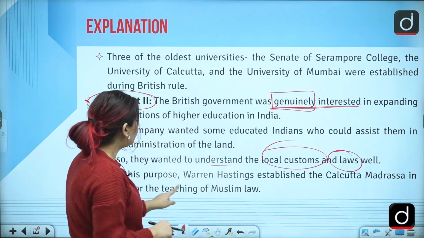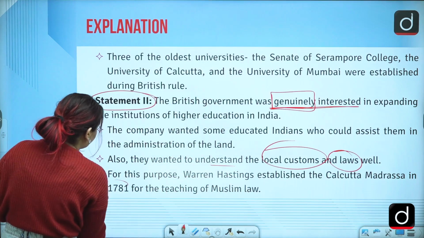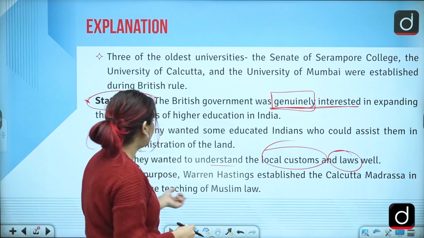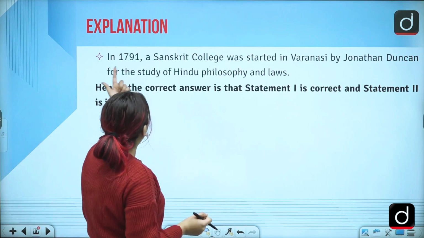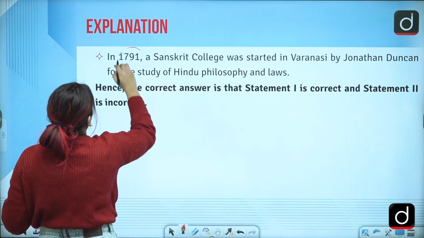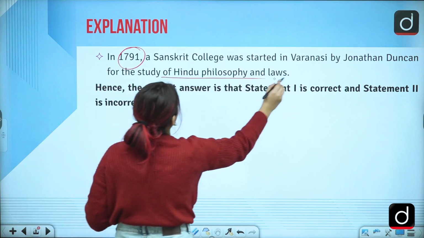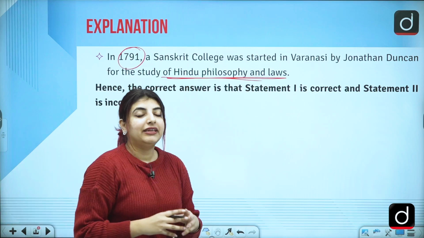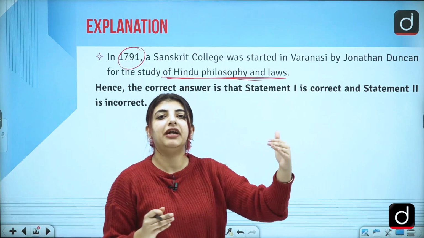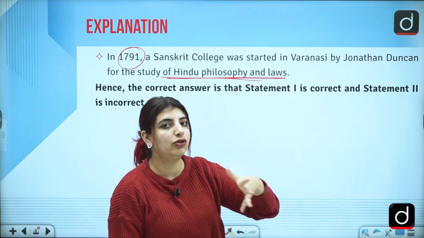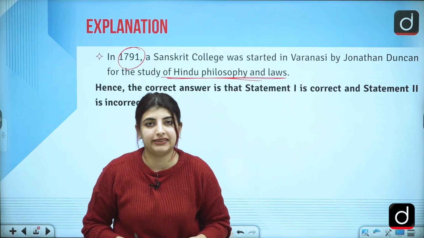So for this purpose, Warren Hastings established the Calcutta Madrasa in 1781. The madrasa was there for the teaching of Muslim law because they wanted to know the Muslim law as well. And a Sanskrit college started in Varanasi in 1791 by Jonathan Duncan for the study of Hindu philosophy and law, so that they can know the ways of the living of the Indians and then spread their education, their thoughts, their processes, which they thought were the ones which were civilized.